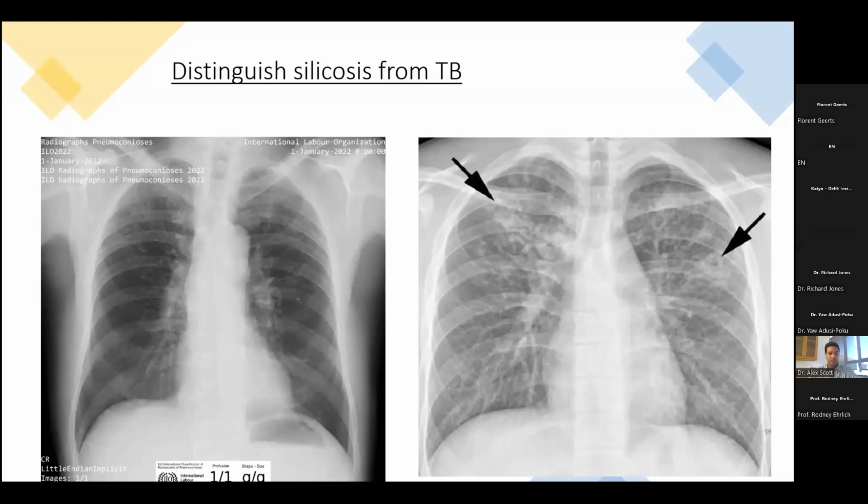Now, the other picture doesn't look very different on the right. This is an 18-year-old boy who has never worked with silica, and he has tuberculosis. The arrows point to cavities, which start to swing the pendulum towards infectious disease, but there is in fact a nodular background. Next slide, please.